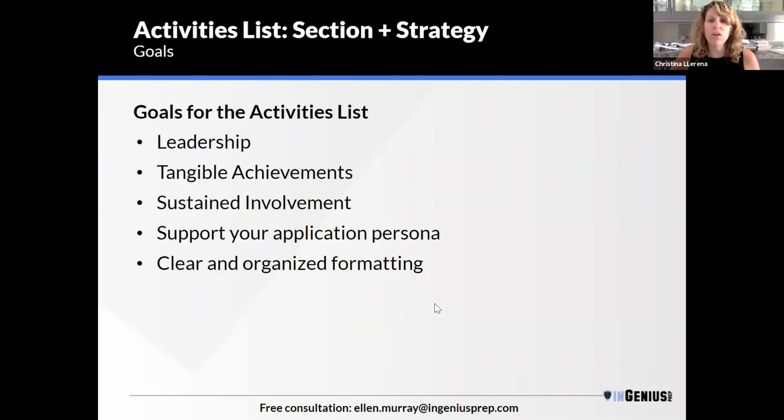So these are the goals, right? For activities, you want to showcase your leadership, tangible, concrete achievement, showing your sustained overtime involvement, support your persona. So not all your activities are like this huge survey of random themes. They all kind of work towards some sort of set of values, value-based and interest-based that builds you up. And then of course, clear and organized formatting. So I can glance at it in 10 to 12 minutes, which is usually what I spent per application, maybe 15 at the most. And I understand exactly what the student did and accomplished in that activity list.